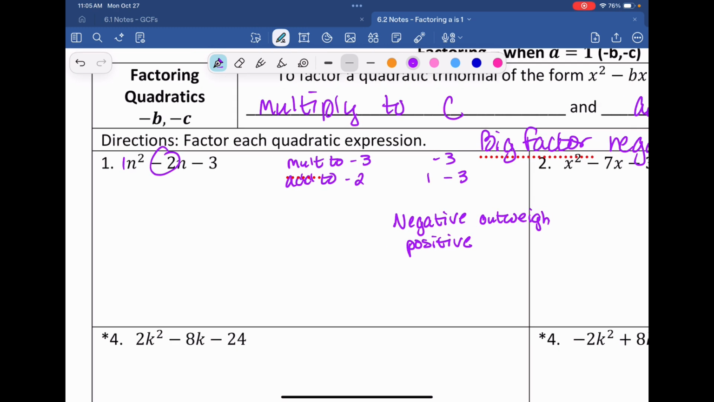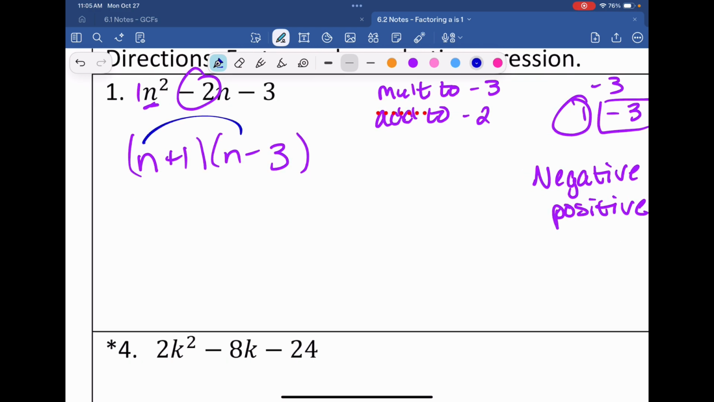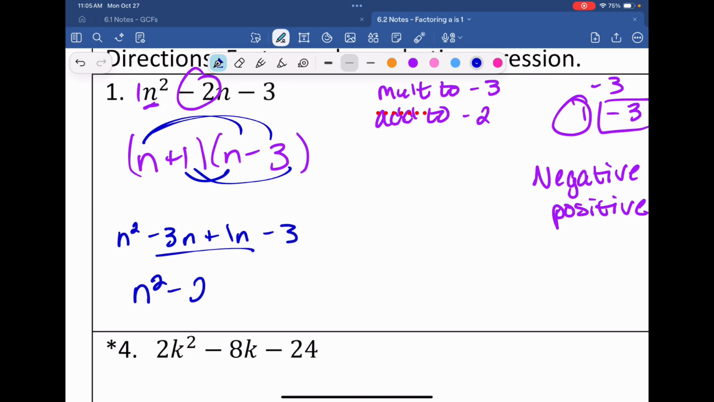Now, go over here to our parentheses. I want to think, okay, n squared, that's n times n. And then I have a positive 1 and a minus 3. Now, as far as where that negative 2 goes, well, if we redistribute, that's n squared minus 3n plus 1n minus 3, and we combine our terms. There's your negative 2. So it's built in.